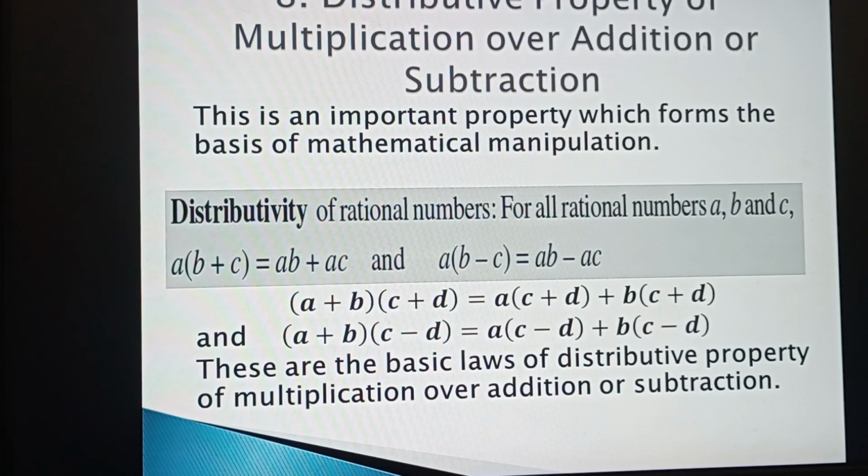Distributive property of multiplication over addition or subtraction is an important property which forms the basis of mathematical manipulation. We see that A into (B plus C) is equal to AB plus AC, and A into (B minus C) is equal to AB minus AC. Similarly, (A plus B) into (C plus D) is equal to A into (C plus D) plus B into (C plus D), and similarly for subtraction. So these are called the distributive property of multiplication over addition and subtraction.